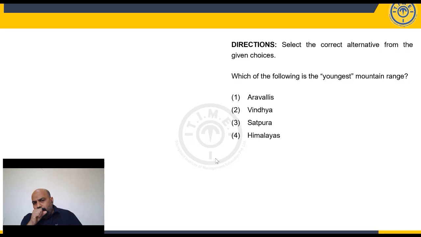Which of the following is the youngest mountain range? This is something you would have learned back in school, especially in geography classes. You would have learned that Himalayas are the youngest mountain range and Aravallis are among the oldest, while Vindhya and Satpura are in the Deccan region, and they divide northern parts of India from southern parts. So let me bring in Himalayas.